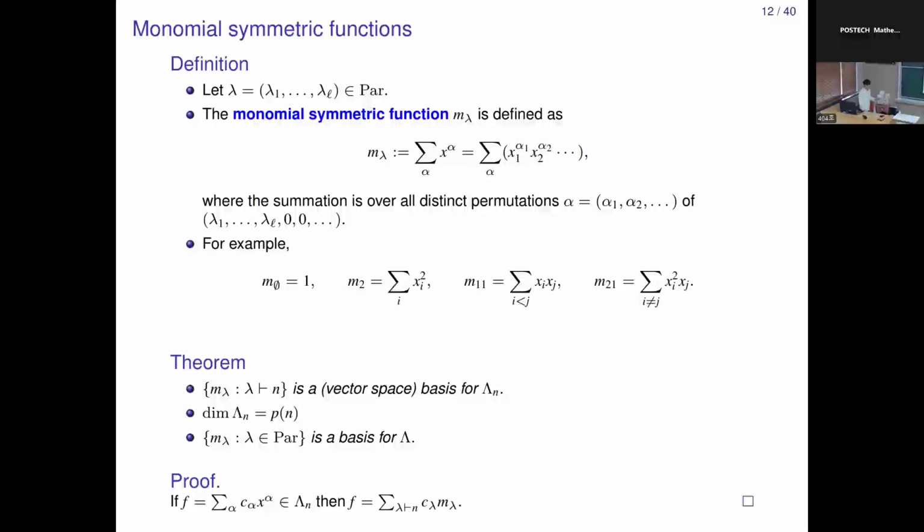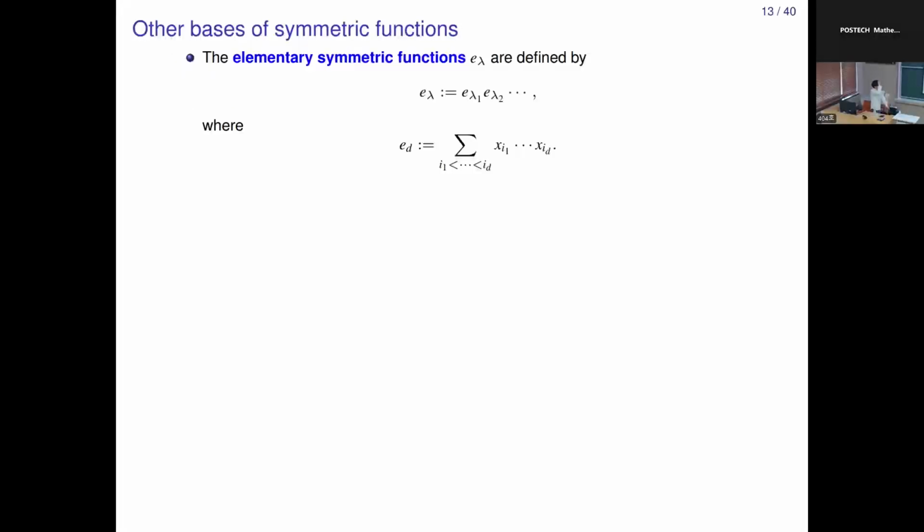So we know one basis of the symmetric functions, and I'm going to introduce some more. The elementary symmetric functions, e lambda, where lambda is again a partition, is the product of e lambda 1, e lambda 2, and so on. Where e d for an integer d is exactly the same thing as we saw before. The only difference here is that there are infinitely many variables. So we select d distinct variables among the infinitely many variables x1, x2, and so on. And so e d is defined like this, so that we can define e lambda.